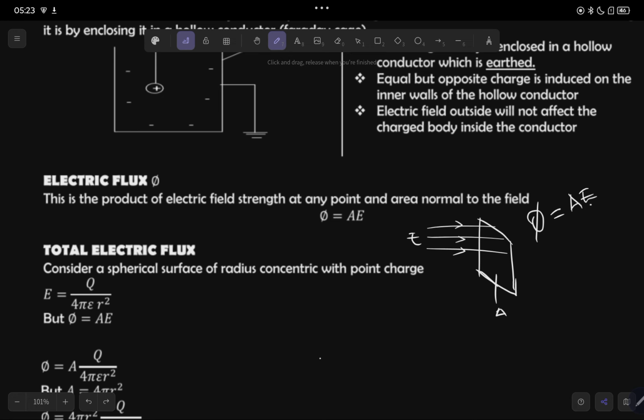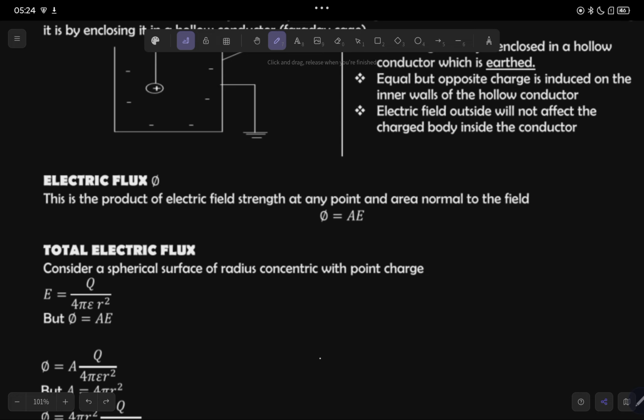This electric field intensity is volts per meter. Multiplying it by meter squared, so it becomes volt-meter. It's either volt-meter or you can call it newton per coulomb square meter. The units of electric flux.